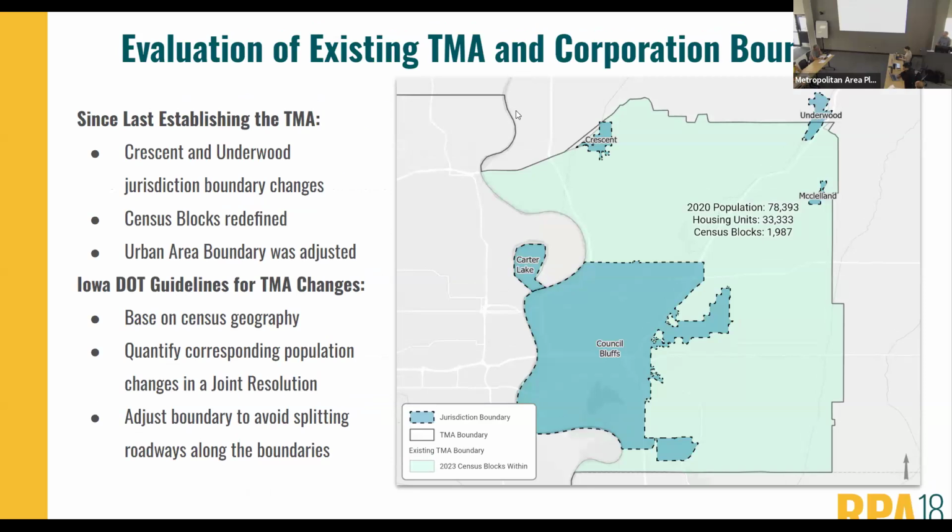So you'll note in the upper right, Underwood had grown into our TMA boundaries, and not really noticeable here, but Crescent overlapped with the census boundary and the TMA. There was a little bit of their northwest boundary which was outside of the TMA. So the updates that we've made, the proposed 2020 TMA boundary shows up a little bit like purple here on the screen for you. And that adjusted urban area boundary from 2020 is just inside.